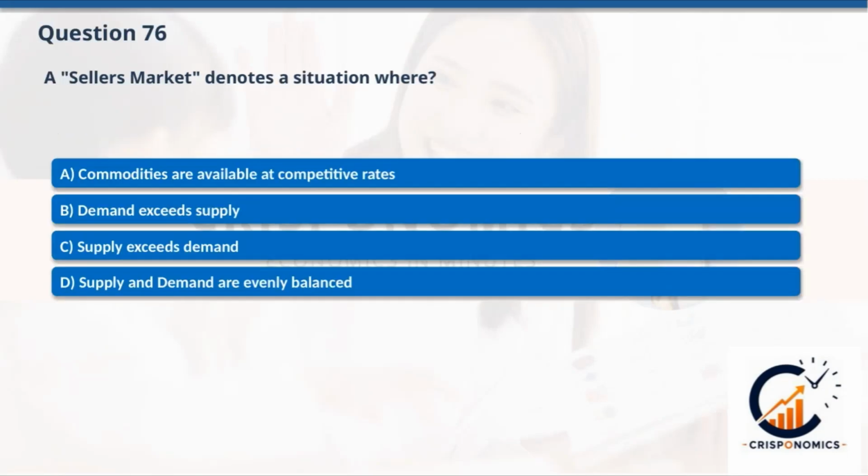Let's talk about what a seller's market really means. It's a situation where demand exceeds supply. More buyers want the product than there are goods available. This creates competition among buyers, often driving prices up. It's the opposite of when supply exceeds demand, which tends to lower prices. Understanding this balance helps us see why markets behave the way they do, especially when commodities are involved.